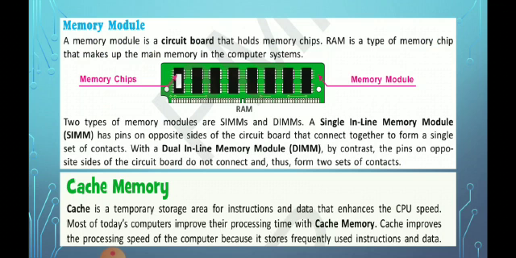Now we discuss the cache memory. Cache memory is a temporary memory which enhances the speed of the CPU. CPU की speed को enhance करने के लिए cache memory का use होता है. Cache memory जो है वो improve करता है processing speed को. It improves the processing speed of the computer because it stores frequently used instructions and data. जो चीज़ हम बार बार यूज़ करते हैं ये उसको आगे ही रख लेते हैं ताकि हमें बार बार ढूंढना ना पड़े और उसको फास्टली यूज़ कर सकें. ओके, दिस इज़ द कैश मेमोरी.